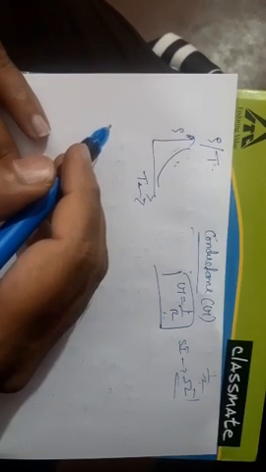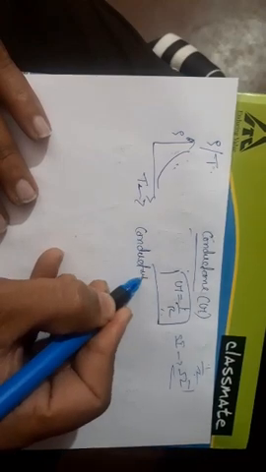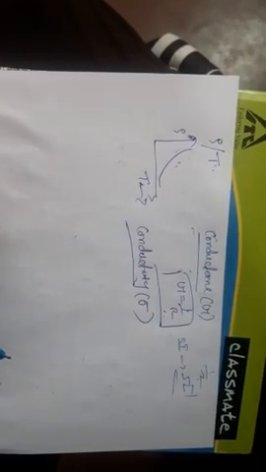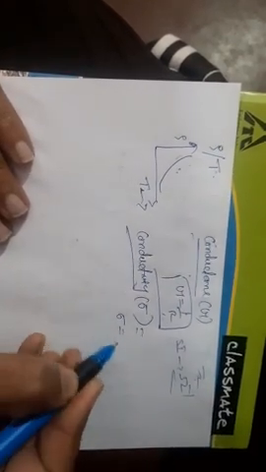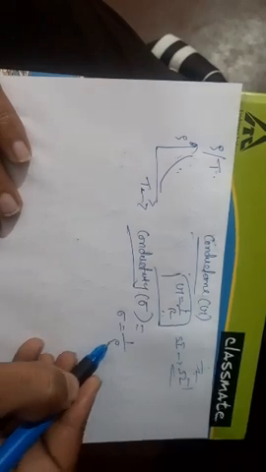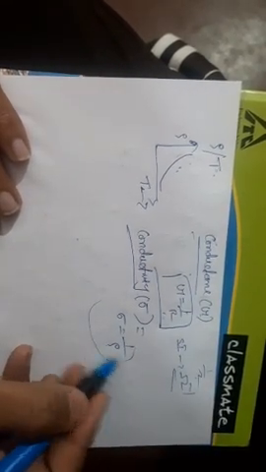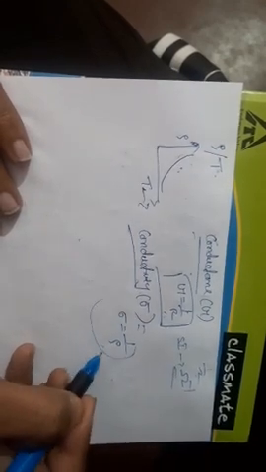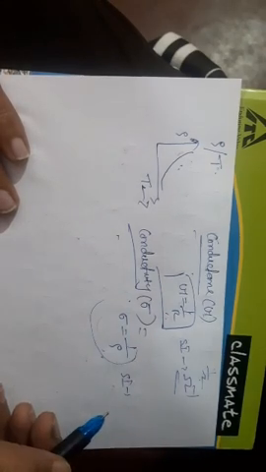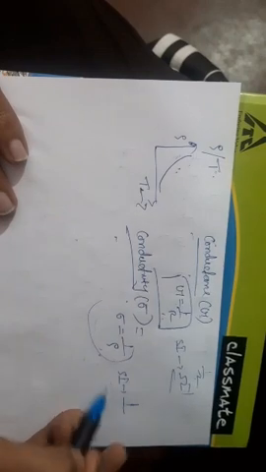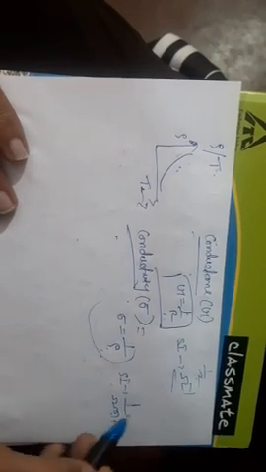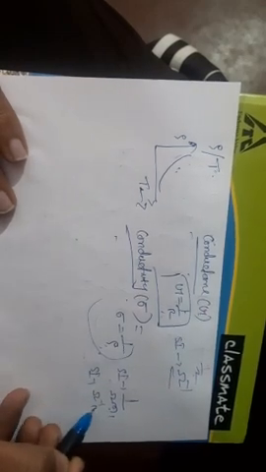And conductivity. The symbol of conductivity is sigma. The conductivity is defined as the reciprocal of resistivity. The symbol of resistivity is rho. The reciprocal of resistivity is called conductivity. What is the SI unit? The unit of resistivity is ohm meter, so the unit of conductivity is 1 by ohm meter, that is, ohm inverse meter inverse.